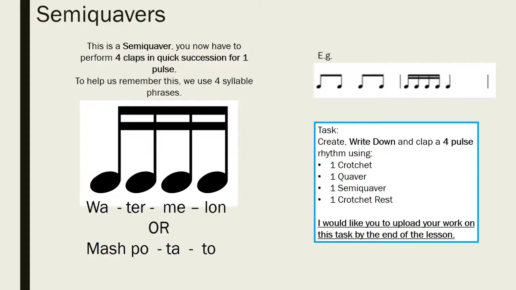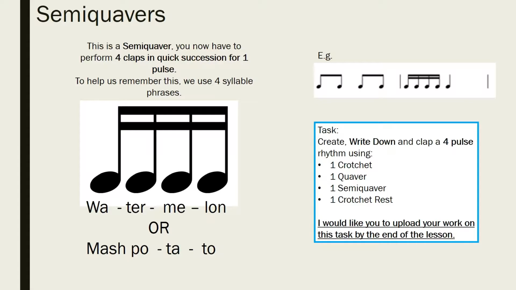So it's really quick. And to help us with that, we start to use 4-syllable phrases. So here I've put them below. We use watermelon, and we also use mashed potato. So if I give us a pulse, you should say the word watermelon every click. Watermelon, watermelon, watermelon, watermelon, which should start to give you an idea of how many times you should hit every pulse.